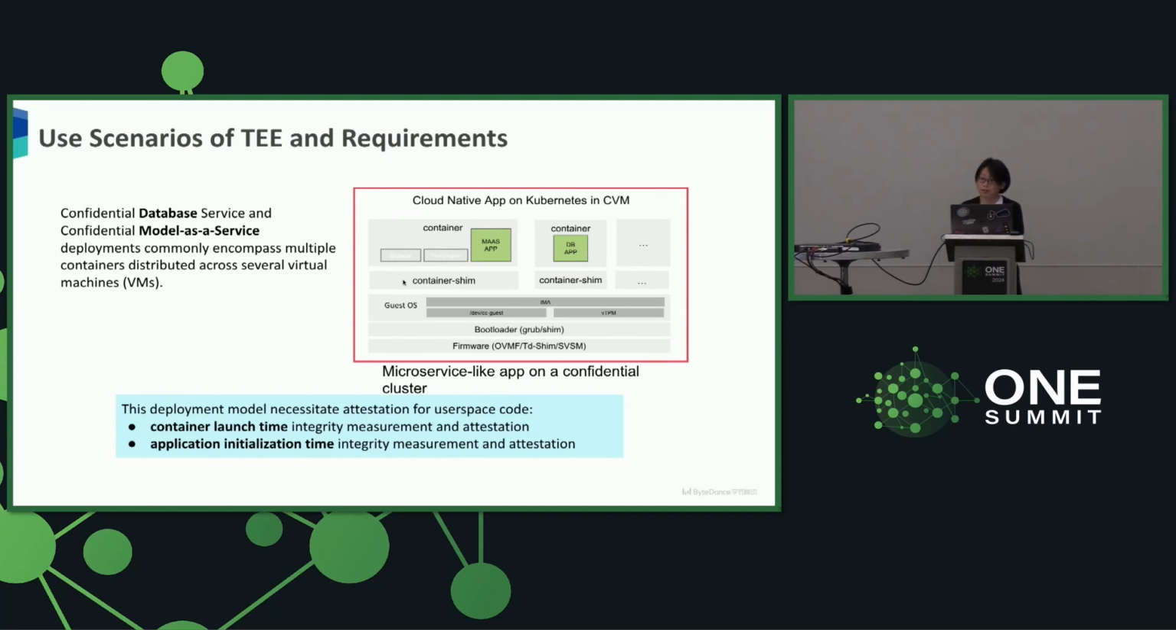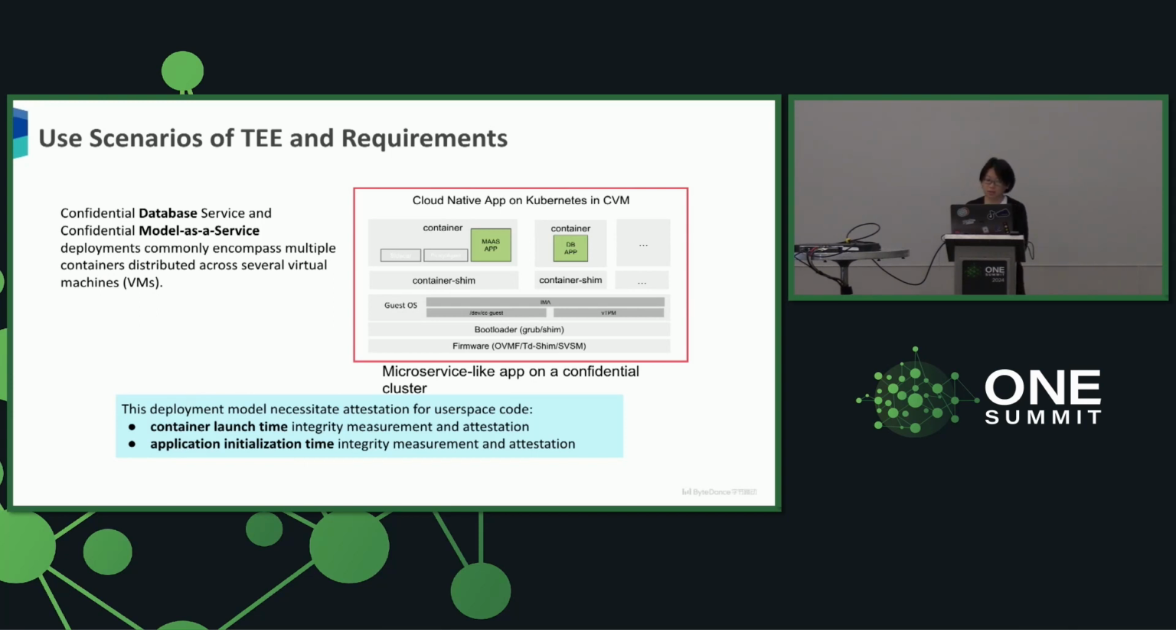So the user scenario of the TEE is like this. For example, our model as a service or vector database applications are running as containers in the system. During the deployment, we do attestation for all the user space code. And the attestation is authorized and authenticated by the hardware. And the hardware is signed by the CA, where the CA will give the identity and authenticate it.